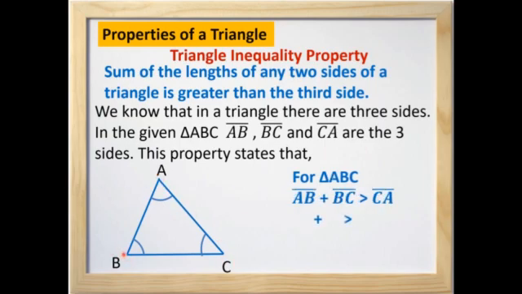Also, the sum of the lengths of side BC and AC should be greater than the length of side AB. And also, the sum of the lengths of side CA and side AB should be greater than the length of side BC.